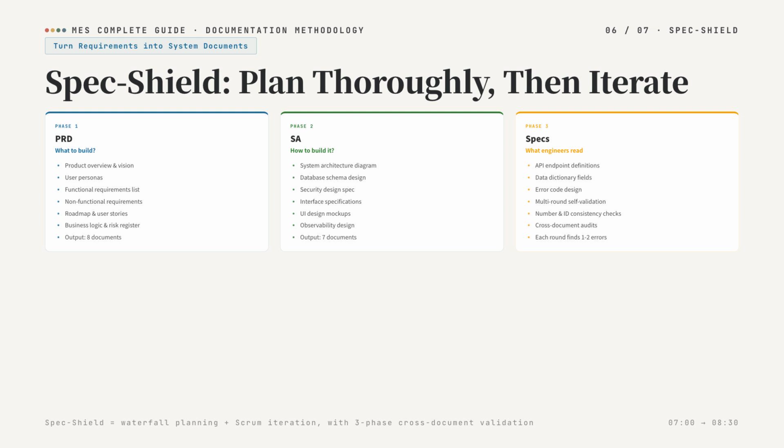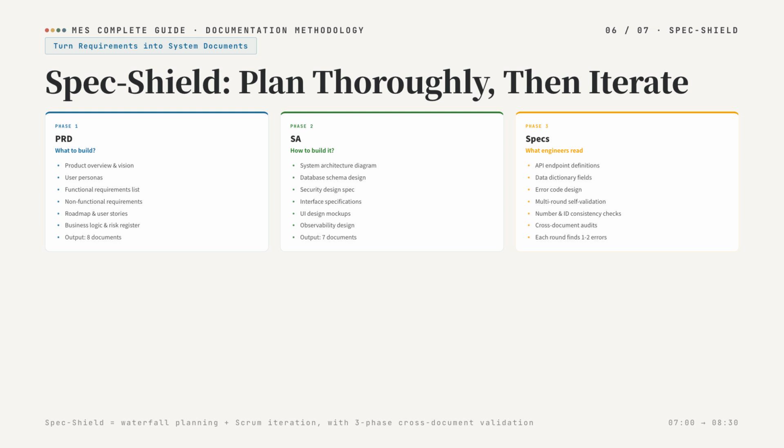Phase 2, the System Analysis Document, or SA. This phase answers: what will the system look like, how will the database be designed, how will security be handled, and what will the user interface look like. You will produce 7 documents: System Architecture Diagram, Database Schema, Security Design, Interface Specifications, UI Design, and Observability Design. In plain English, Phase 2 turns what you want to build into how you will build it.